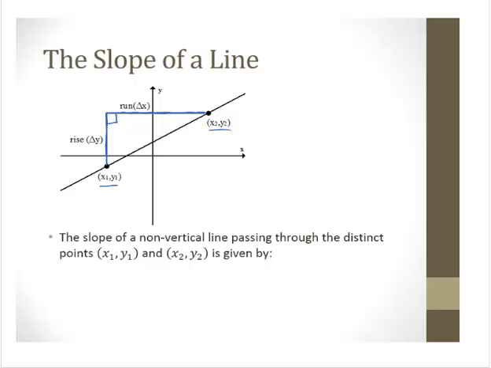The rise and the run are also often called delta y and delta x, respectively. So this symbol is delta. So then the slope of the non-vertical line passing through the distinct points x1, y1 and x2, y2 is given by slope, which we often abbreviate as m, is equal to delta y over delta x, the rise over the run, and we can also write that as y2 minus y1 over x2 minus x1. This is frequently called the slope formula.